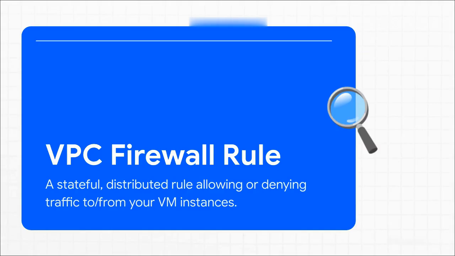Okay, let's get a little technical for a second. A VPC firewall rule is stateful. Now that's a key word. It means if you let a request in, the response is automatically allowed back out. You don't have to write a second rule for it, which is awesome. It's also distributed, which means the rules are enforced right there on the virtual machine itself, not at some central gateway that could turn into a massive bottleneck.